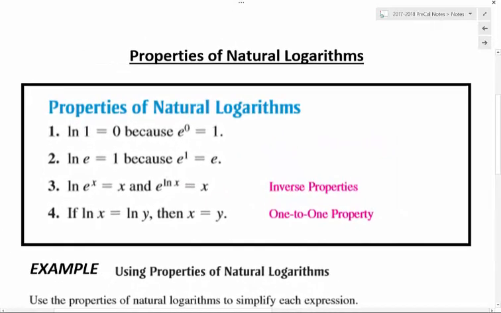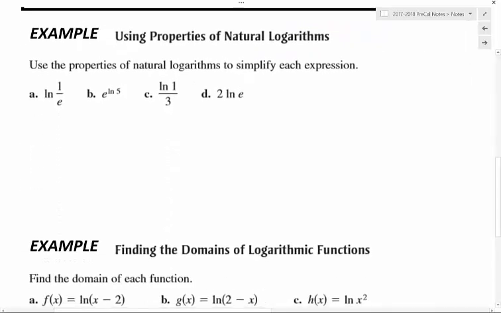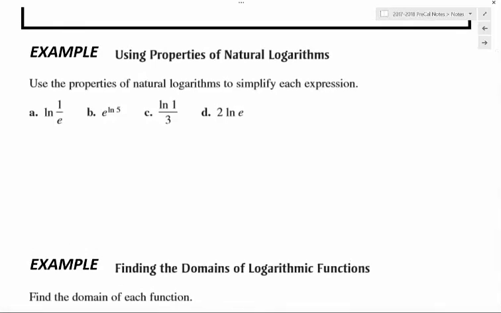Properties of natural logarithms, they're the same as the other ones. Natural log of 1 is 0 because e to the 0 power is 1. The natural log of e is 1 because you're basically saying e to what power equals itself? Well, e to the first power equals itself. The natural log of e to the x equals x, and e to the natural log of x equals x. The inverse properties still apply. It's just in this case, we're using a base of e. And if the natural log of x equals the natural log of y, then x and y equal each other. You can use properties of natural logs to simplify each expression.